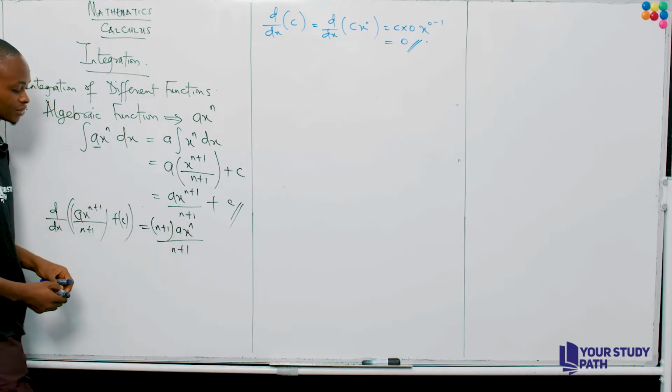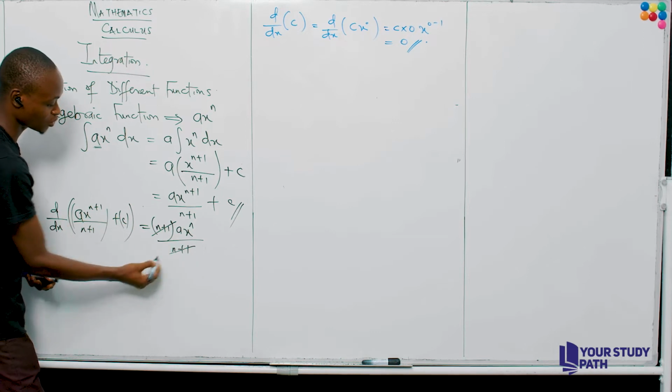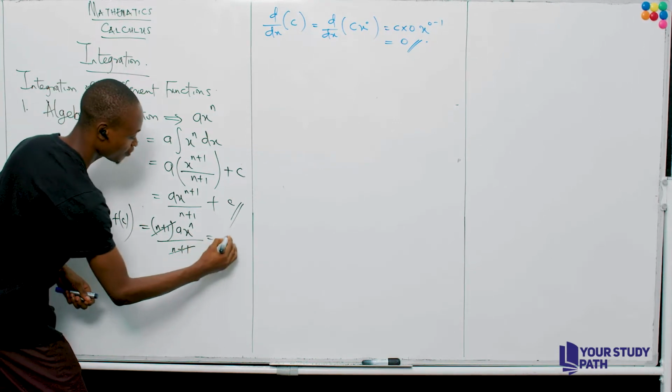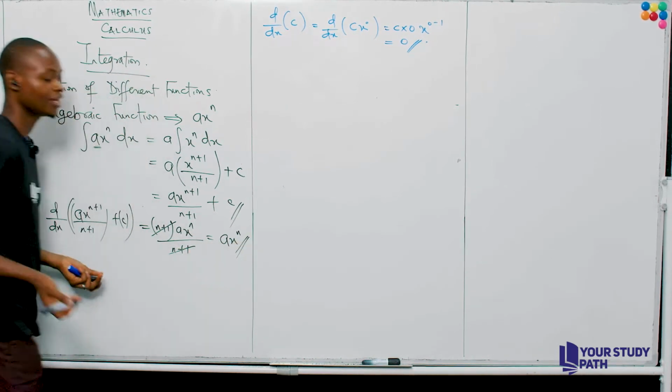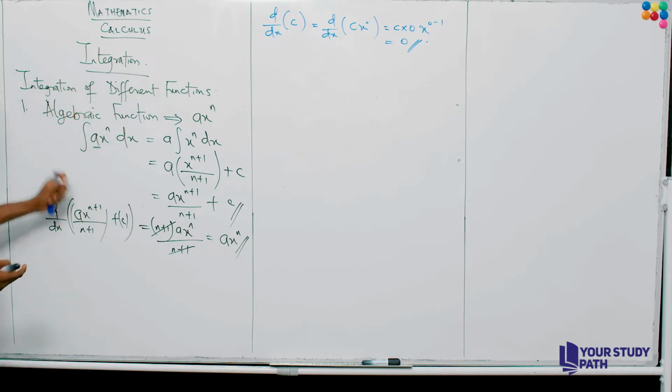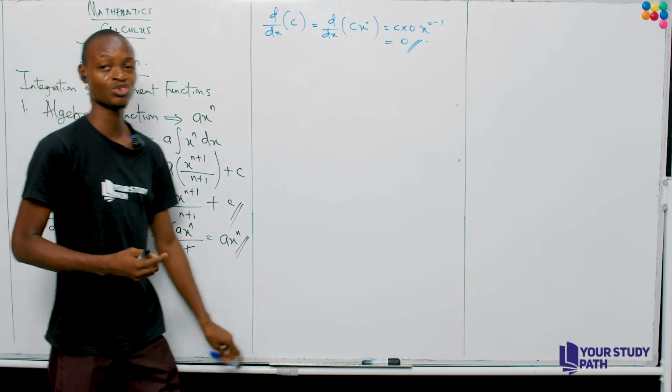So this is what we have left. Of course, this n plus 1 will cancel the denominator. So you have ax raised to the power n left without problem. So you see that yes, they are in fact reverse processes of one another.